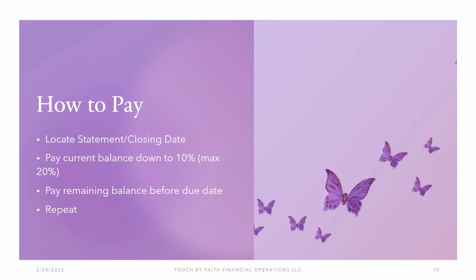Once you have located your statement date, locate the balance and decide how much of the balance you want to pay off. Aim to pay it down to at least 10%, but if your finances don't allow for it, pay it down to at least 25%. The remaining balance should be paid before the due date, as any balance on the account after the due date would be subject to interest charges. Repeat each month.